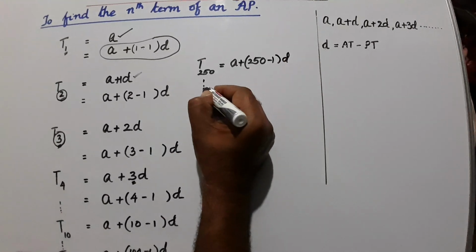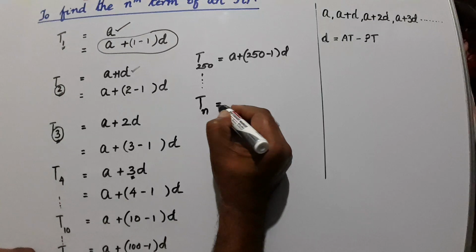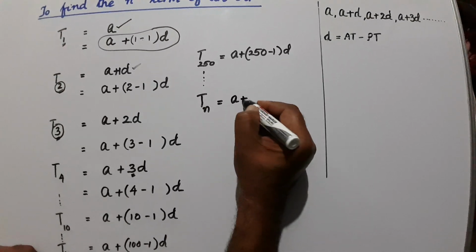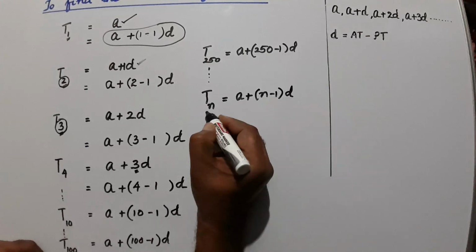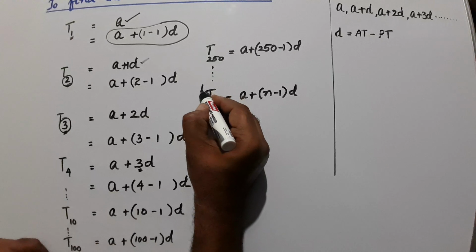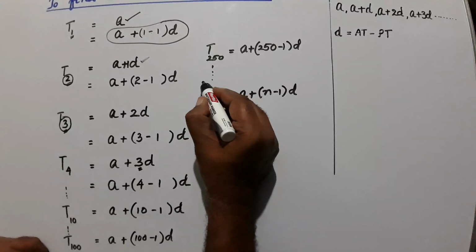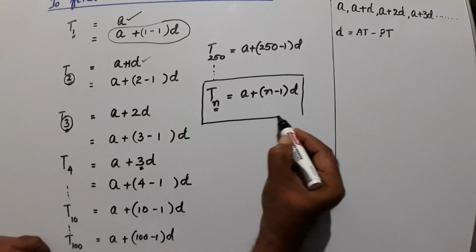And if you continue like this, what will be the nth term? Nth term is a plus n minus 1 into d. From the suffix n, you subtract 1 into d. So the nth term of an AP will be a plus n minus 1 into d.